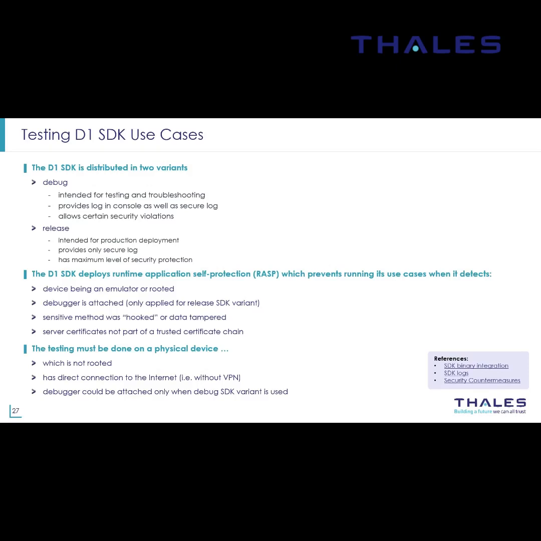The D1 SDK deploys several runtime application self-protection mechanisms. It prevents running its use cases when the application executes on an emulator or on a rooted device. In the release version, it also detects if there is a debugger attached. Next, it checks if a sensitive method was hooked, or if data was tampered with. Last but not least, it verifies that server certificates are part of a trusted certificate chain when communicating with back-end components.